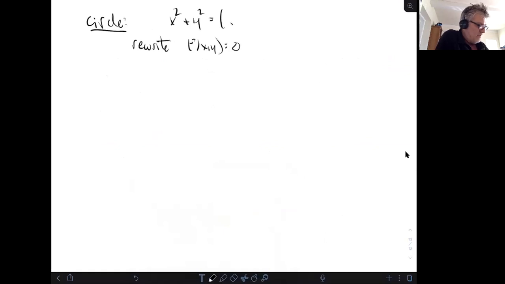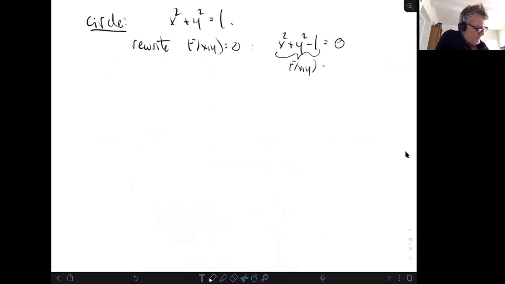So let's take a look at the circle, x squared plus y squared equals 1. I rewrite it as f of x, y equals 0. So what is that? That's x squared plus y squared minus 1 equals 0. This is f of x, y.